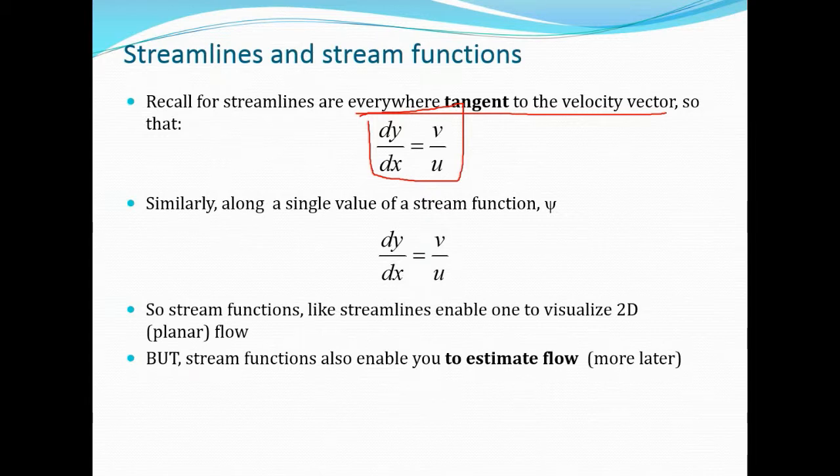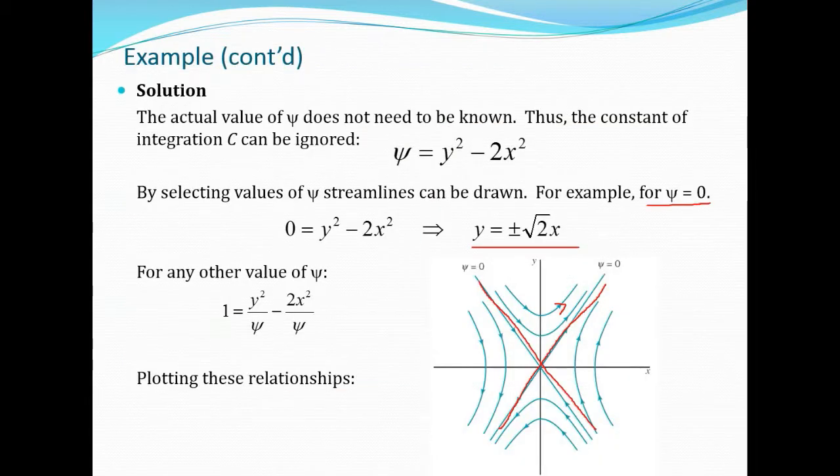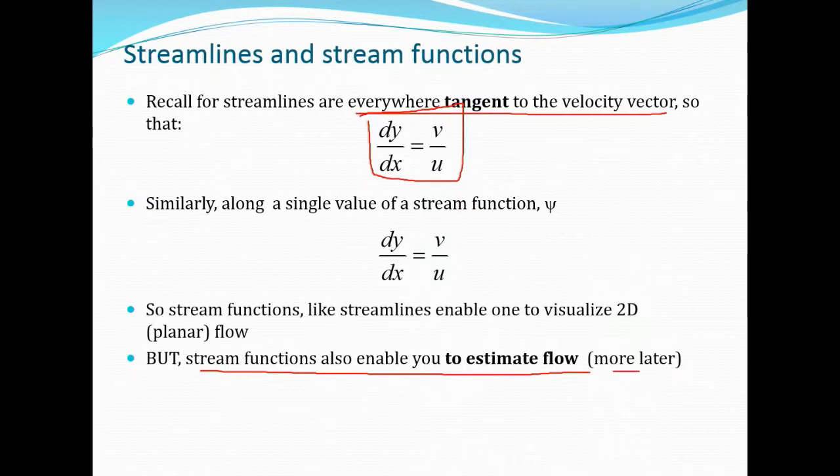So stream functions, like streamlines, enable one to visualize 2D planar flow. But, as we'll see, stream functions also enable you to estimate flow. You do this by knowing the value at one line, then you can subtract the value of the other line. So if this was, for example, psi equals 1, then this streamline minus this streamline would equal 1. And whatever the units are, you could figure out what the flow was, 1 meter cubed per second, cubic feet per second, depending on what units the problem is in. We'll do more of that later. I know I kind of threw that out there really quick right now.